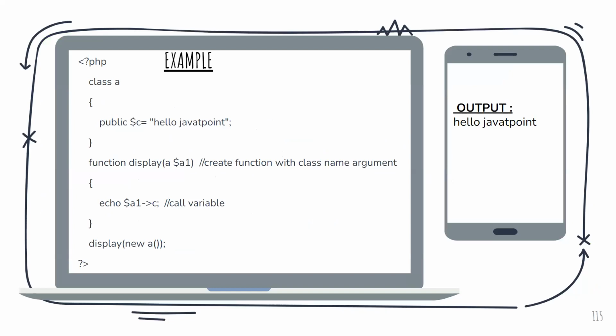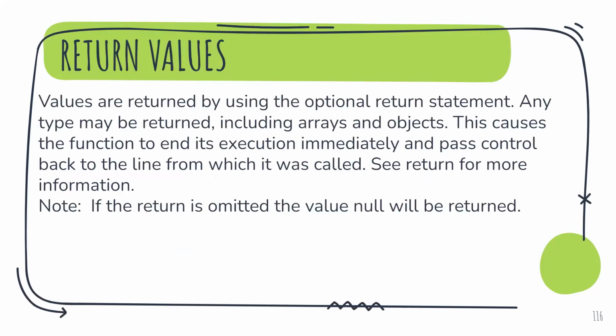Next goes to the return values. PHP functions can return only a single value with the return keyword. Values are returned by using the optional return statement. Any type may be returned, including arrays and objects. This causes the function to end its execution immediately and pass control back to the line from which it was called.